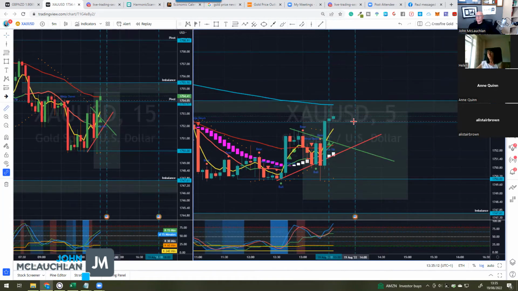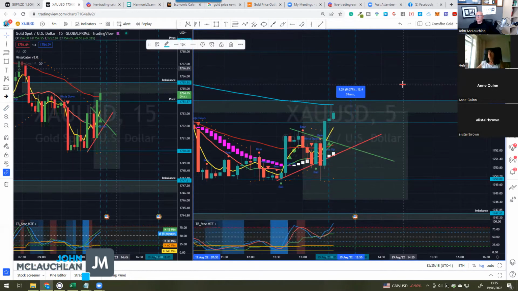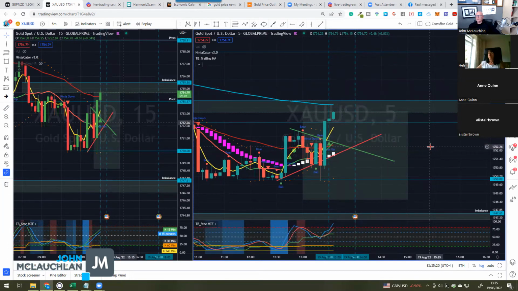So again, in terms of the crossfire strategy, this area here, even though there's up to the end of the imbalance, 12 pips in that, so potentially there's a trade there.